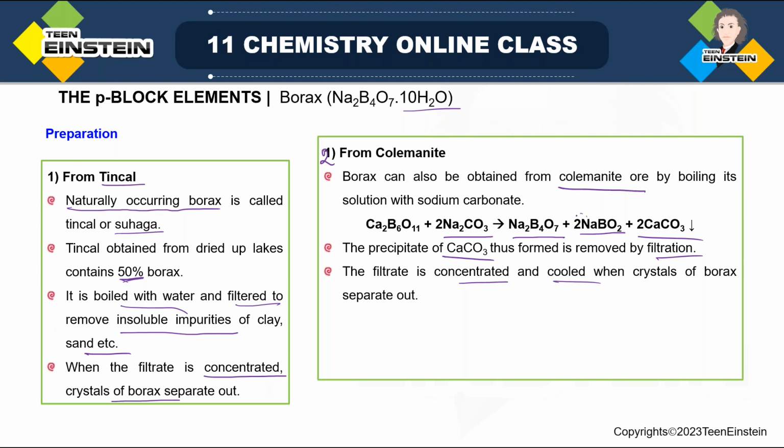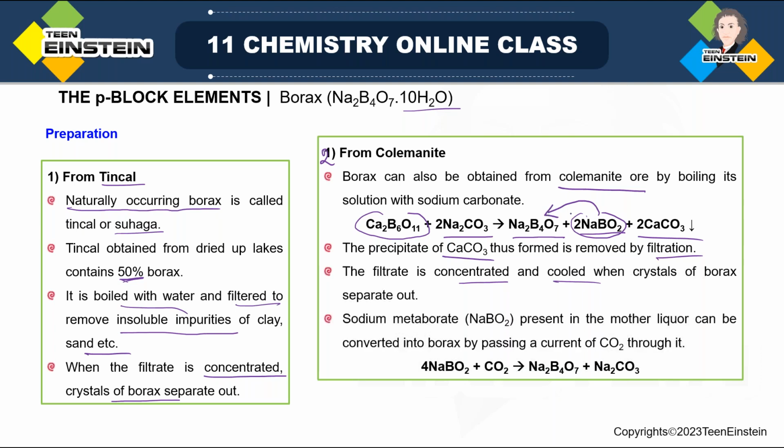Now here, as I have mentioned, we are also getting another boron compound. Now from this boron compound also, we can make Na2B4O7. So nothing is wasted. The source of boron that we have used is Ca2B6O11, which is colemanite ore. And when we are treating it with sodium carbonate, directly we are getting borax, but we are also getting another boron compound. And that compound also can be converted to Na2B4O7.